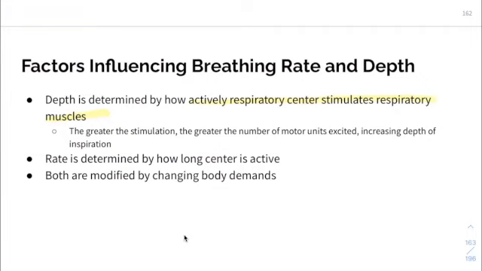So how long we're breathing in or out depends on how long that center is active, that dorsal or ventral respiratory group. And of course, they're going to be modified depending on what you're doing: sitting in a chair versus running across the street or just walking down the block. They're modified based on whatever activity you are doing. Even sleeping, they're modified differently, because you breathe differently when you're sleeping versus when you're sitting on the couch watching TV.